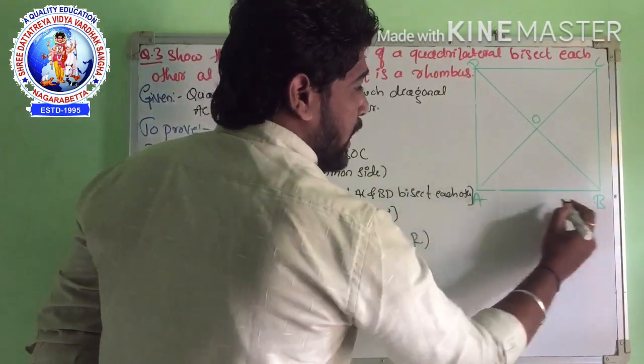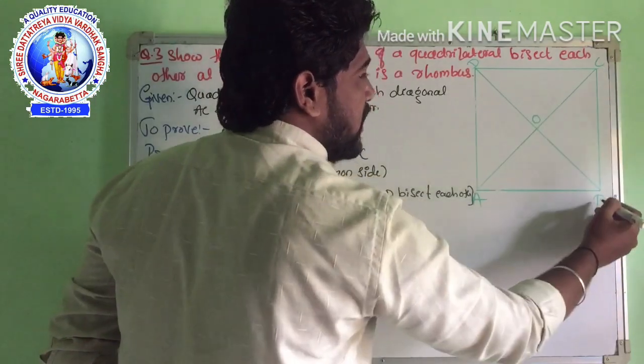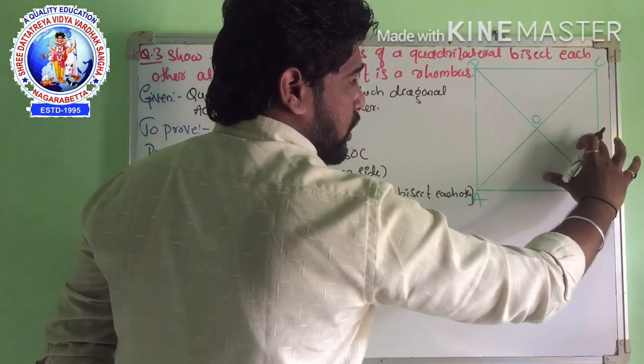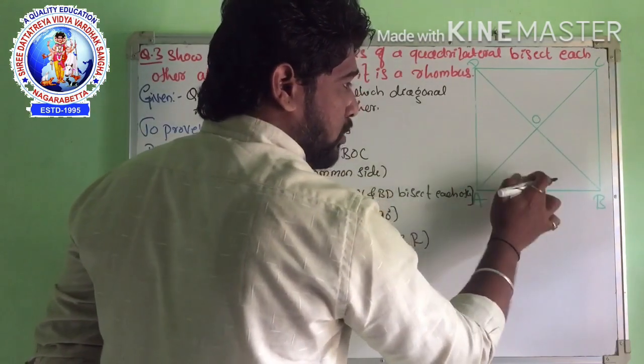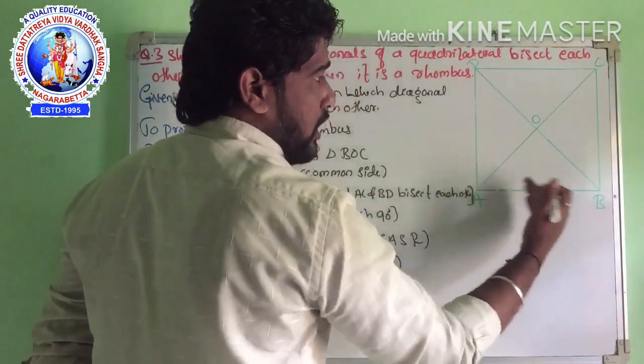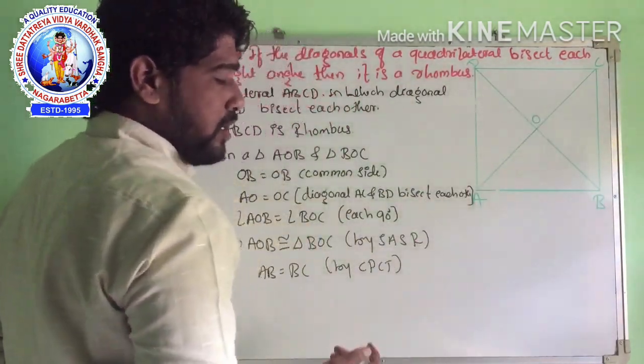And we proved AB is equal to BC. These two sides are equal. Is it clear? So these two are equal, which means automatically these two are equal. All sides are equal. It means it is a rhombus.